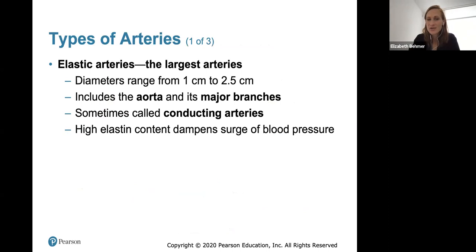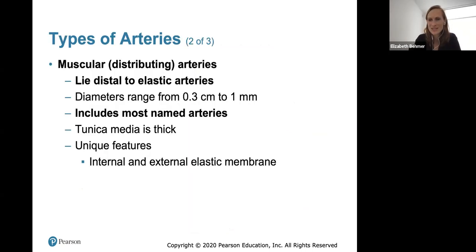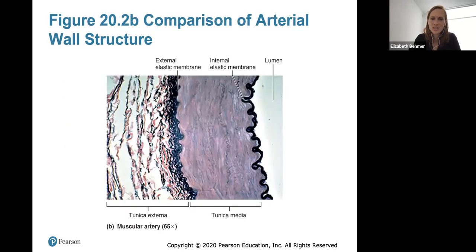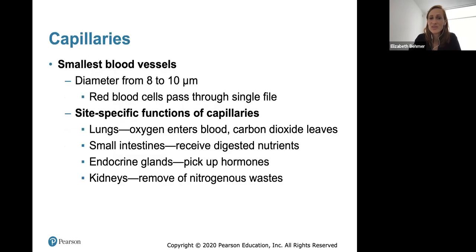Elastic arteries are the largest of the arteries. These are the aorta and its major branches, and you can see here a lot of elastic tissue in the walls. This elastin in the tunica media allows the aorta to stretch because of the great amount of blood that's being forced through it during ventricular contraction. Then we have muscular distributing arteries. These are the arteries that we often give names to throughout the rest of the body. And then arterioles are the smallest arteries that you can see here.